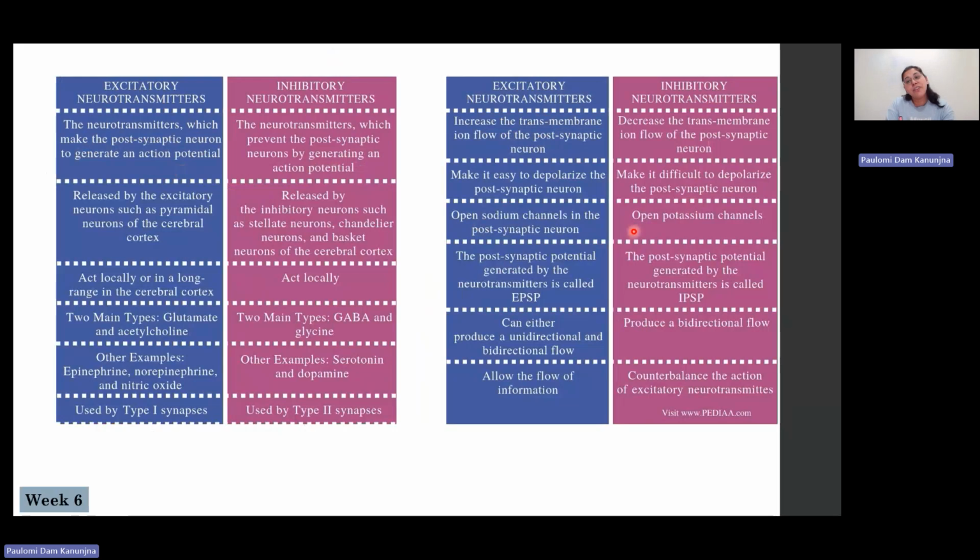And along with this, they will also open up potassium channels, making it even more difficult. What will happen if potassium ion channels open up? Potassium will move out and the cell will become more negative. So that's why it will not generate action potential. It will be difficult to reach the threshold level, right? So inhibitory ones are basically those that stop the action potential generation.